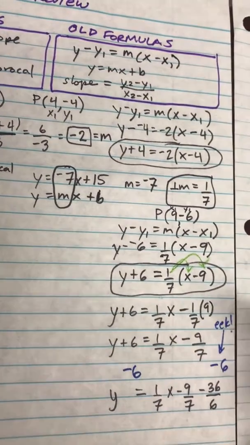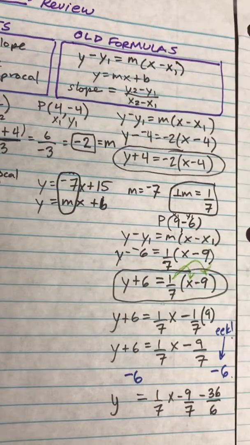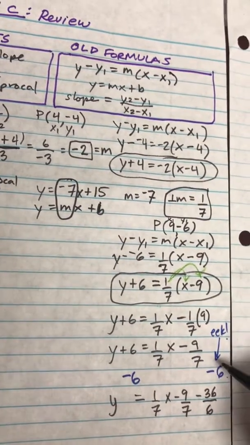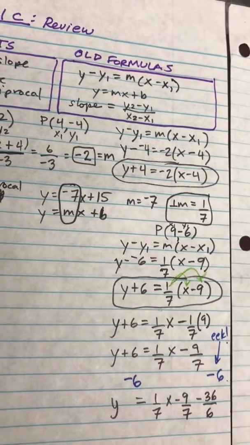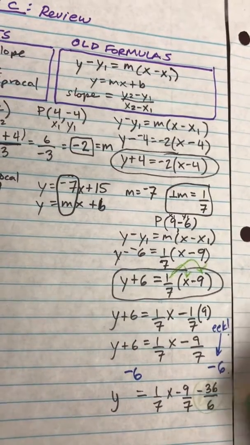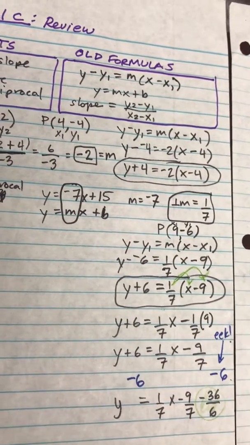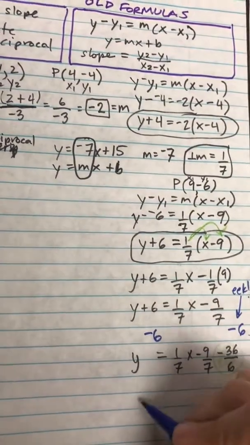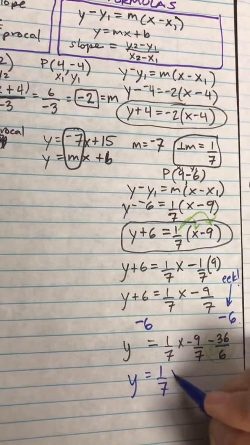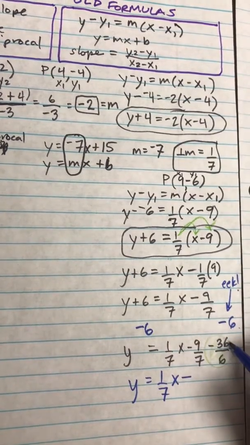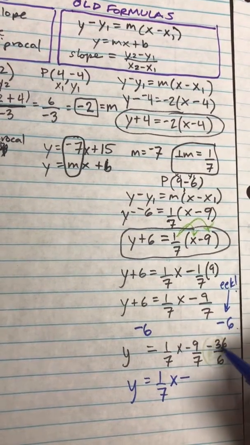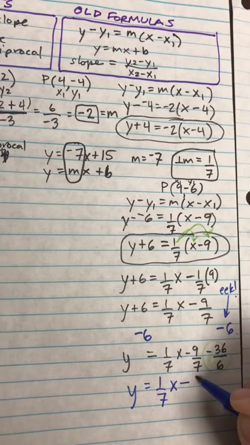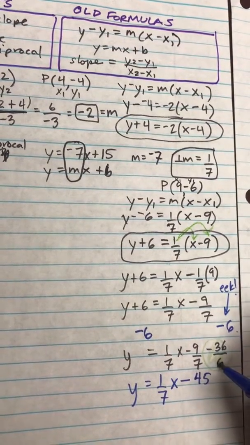over 6. The number 6 really is the number 36 over 6. They're the same exact number. So this number here is the number negative 6. I promise, you can plug that in the calculator. Now we can rewrite this. Y is equal to 1/7 x. And the numerators, now I can combine negative 9 minus 36 and get 45.